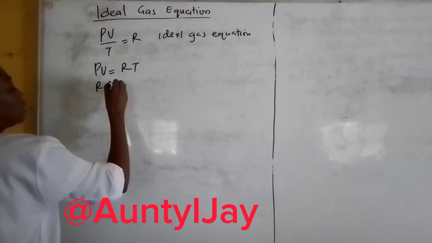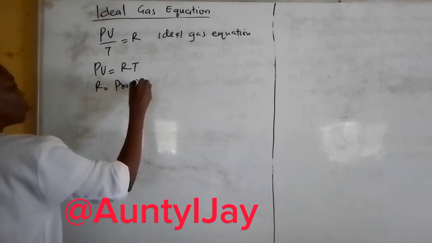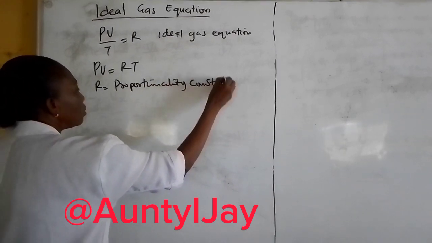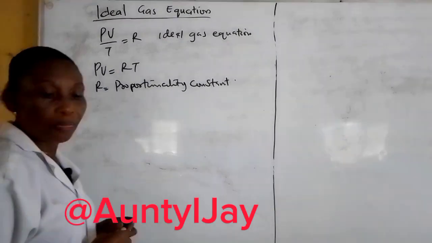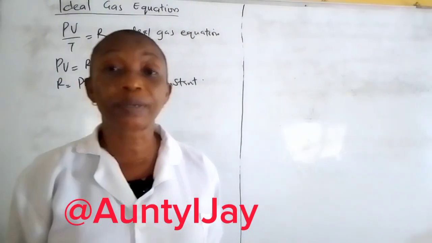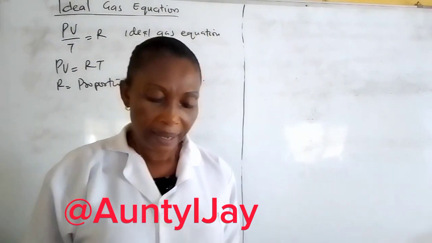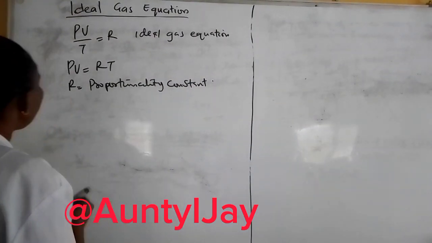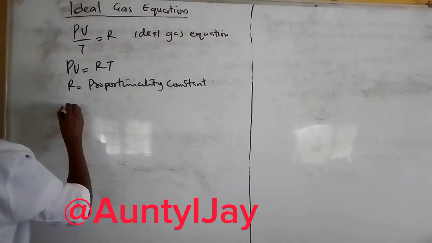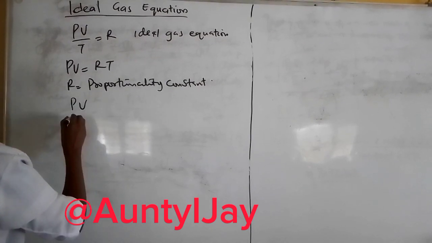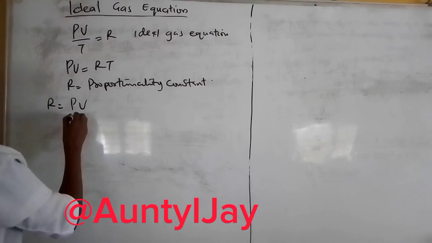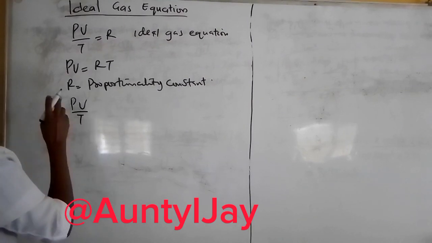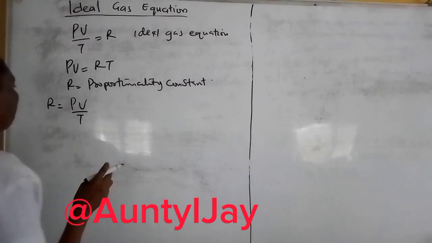is the proportionality constant or gas constant. In some cases, we call it the molar gas constant. Now, this molar gas constant is derived from PV over T. R is PV over T.